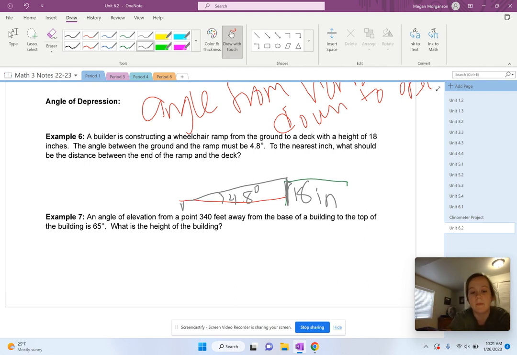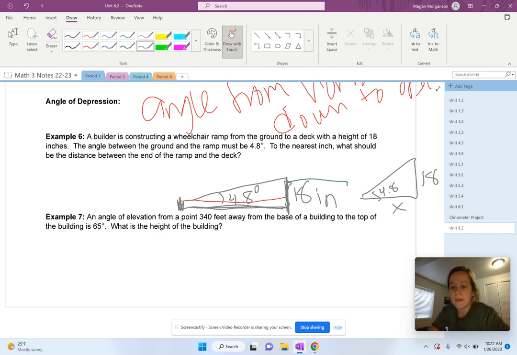Okay, end of the ramp right here and deck right here. So we're talking about this horizontal distance right here. We want to know what that is. So if we make just a normal triangle and you're going to draw this out, this angle is 4.8, this side is 18, and you need to figure out this side right here. I think sometimes figuring out which things to use is kind of the trickiest.